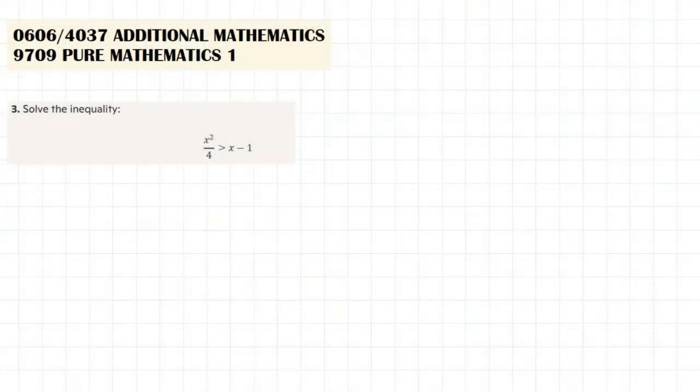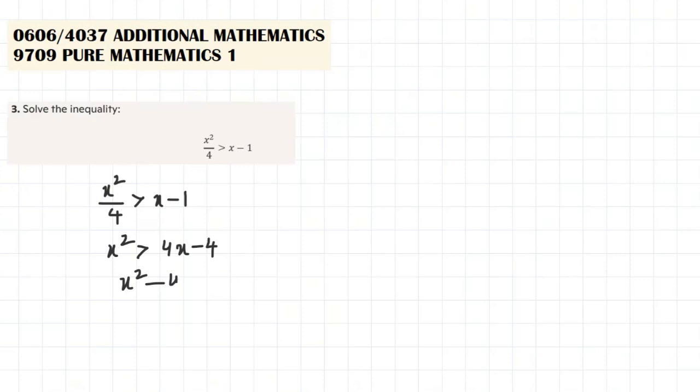Final problem. Solve the inequality x squared over 4 greater than x minus 1. Okay, so we need to rearrange it first. So let's multiply by 4 on both sides and standardize it like this: x squared minus 4x plus 4 greater than 0. This is a factorizable case, x minus 2 whole squared. It's a perfect square. So how do you sketch it?